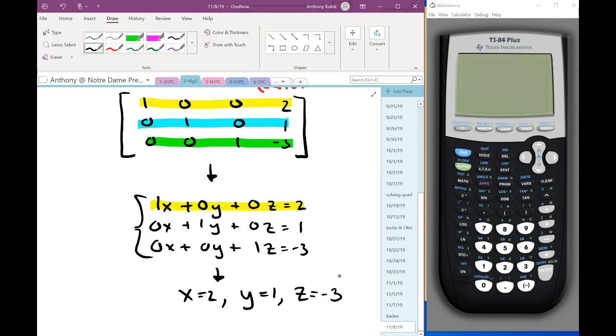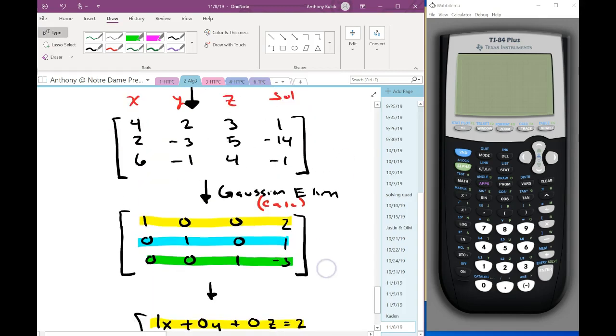So let's show you how to do this Gaussian elimination on our calculator. I'm going to start by writing this matrix. One button. So I'll go into my matrix menu. I'm going to use matrix C, I guess. This matrix has 3 rows and 4 columns, so I'll make a 3 by 4.